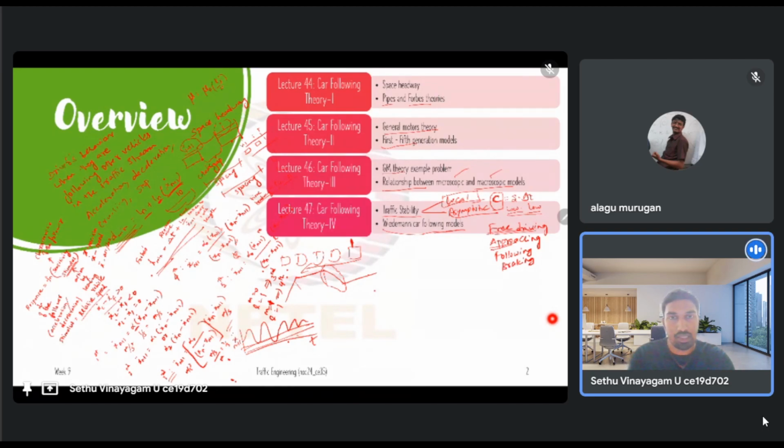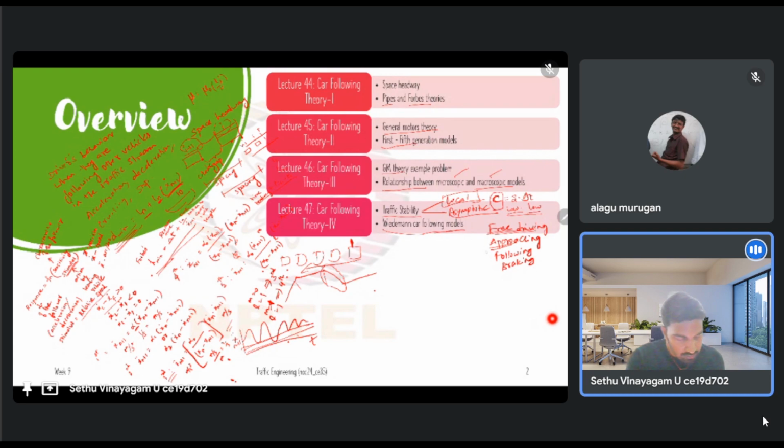So what do you do in that case? As you are going closer to the leading vehicle, you will be slowing down to match its speed. You are traveling at a higher speed, and the leading vehicle is traveling at a lower speed. So as you approach, you will be decelerating slowly to maintain a safe gap. That is the approaching phase, the deceleration part, and that period is modeled in the approaching model as this approaching region.